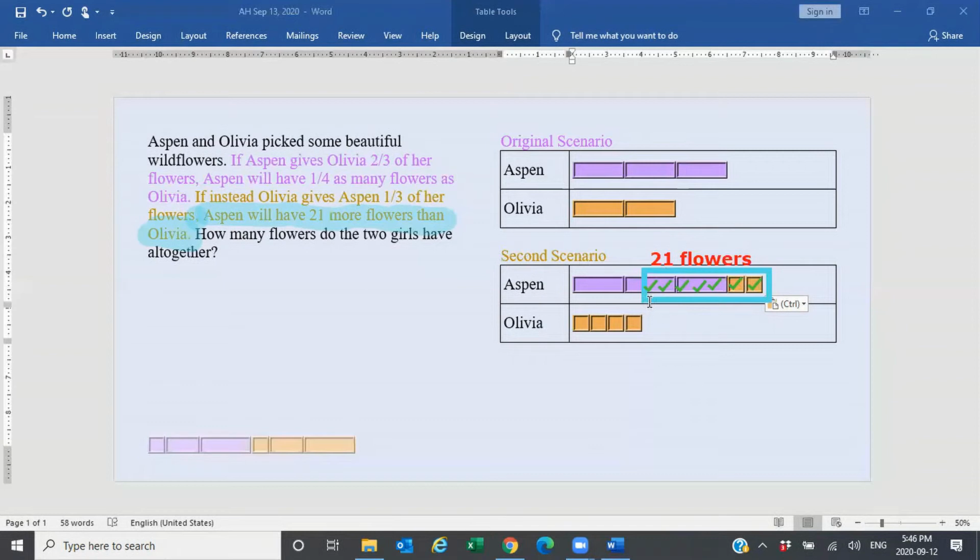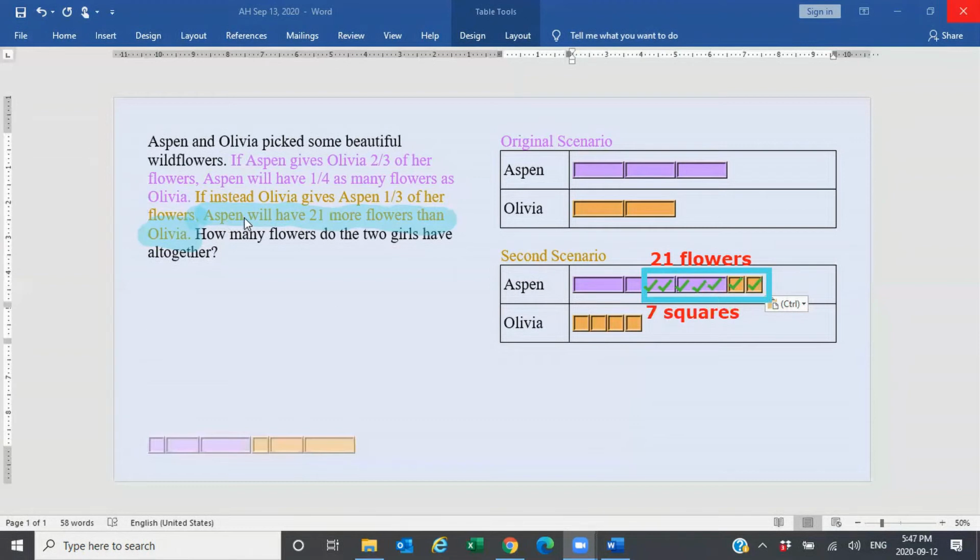Now I'll write out 7 squares, and I'll move that so it's not right on the rectangle. Okay, we can see that Aspen has 7 more squares than Olivia. She does not have 7 squares in total, but 7 more than Olivia.